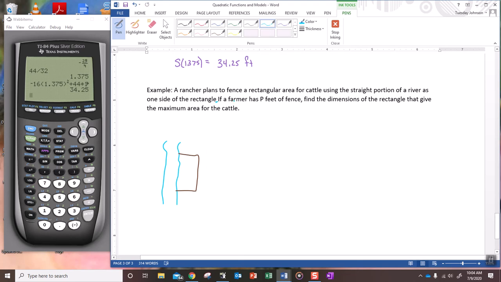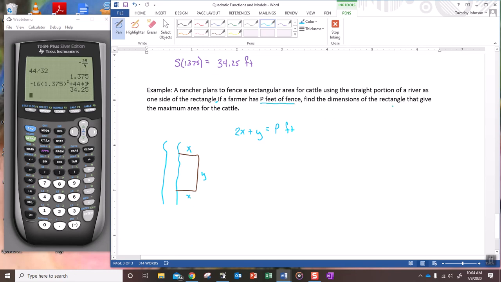All right. If a farmer has P feet of fencing, so the perimeter of this, let's call this Y. We'll call this Y. Why would I do that? How about we call these X's and a height Y. So we know that the 2 X's plus Y equals P feet of fencing.